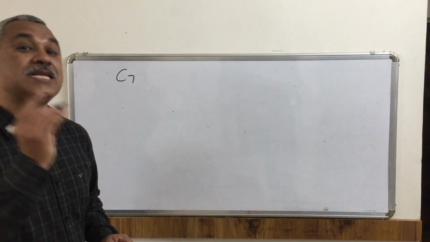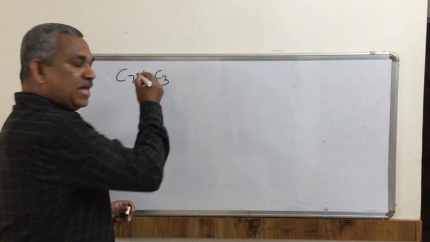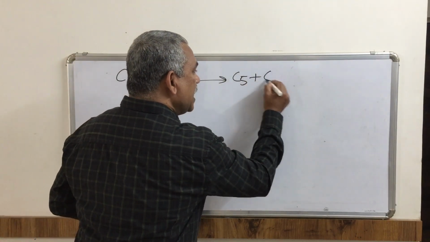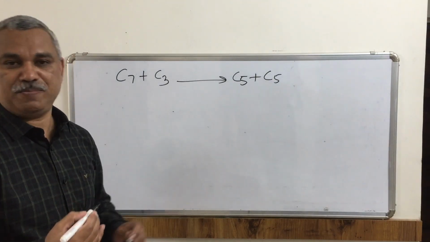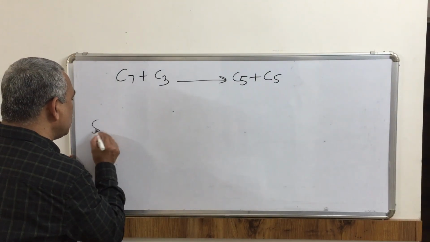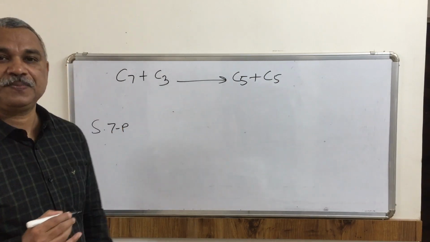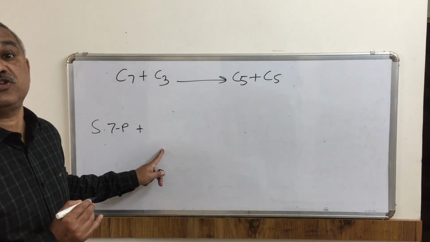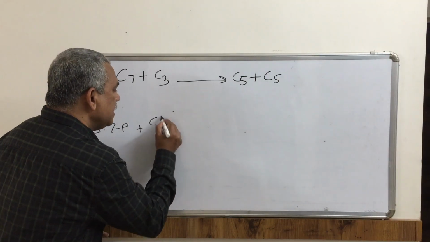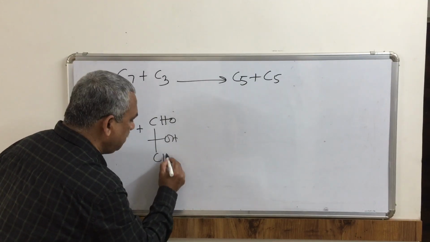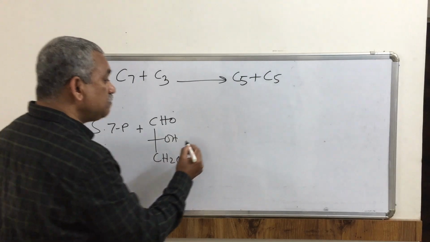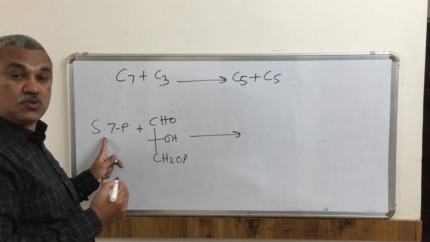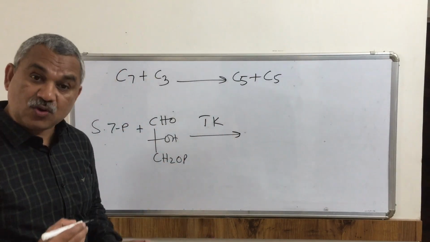C7, that is a ketose, combines with the C3. So totally there are 10 carbon atoms. You will be able to make C5 plus C5. This is going to be the next step. C7 is pseudoheptulose 7-phosphate, and since this is a ketose, the 3 carbon sugar has to be an aldose. So this is glyceraldehyde 3-phosphate, and they will split. 2 carbons, that is a ketose unit, will be removed, so therefore it is a transketolase reaction.